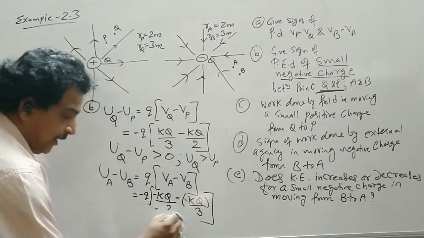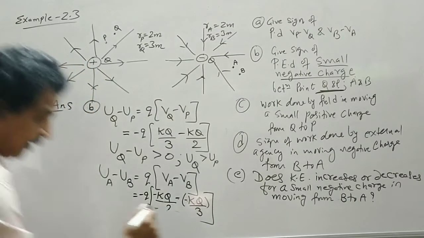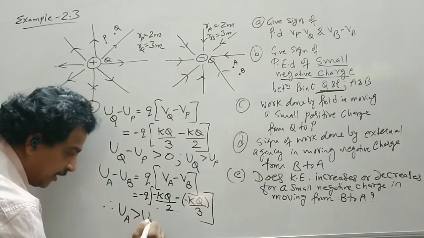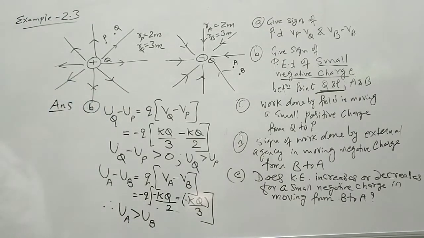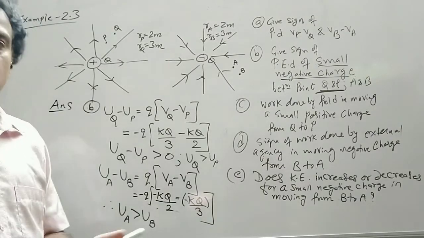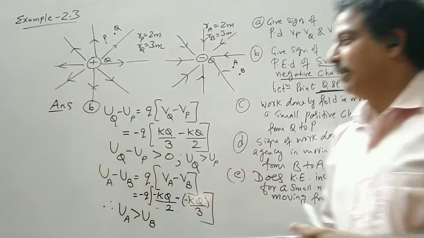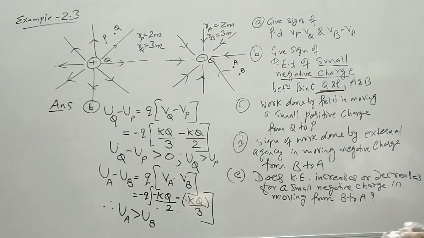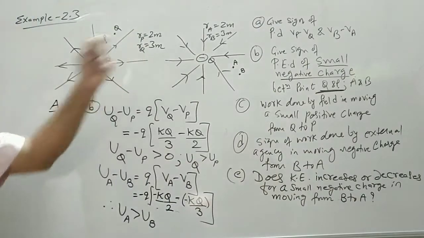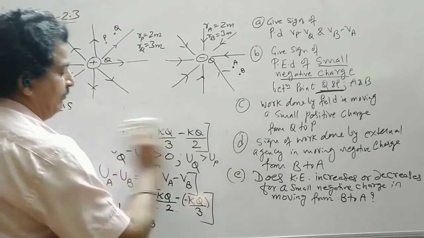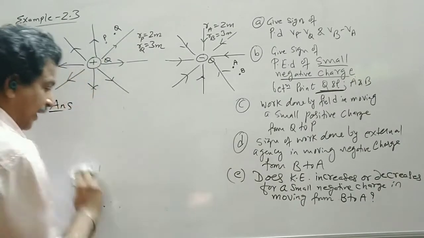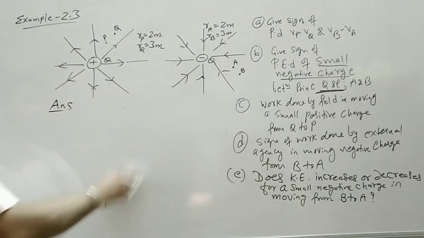So I did say that therefore UA is greater than U. So this is with the help of values. Values are not given, but we can always assume the values. So this is the part. And by logic also we can say whether the work is done against the field or work is done by the field. So third part.